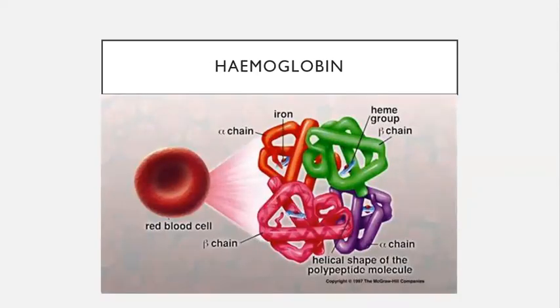Now, when looking at our red blood cells, we have a biconcave red blood cell, and in the red blood cell are many of these hemoglobin protein molecules comprised of your 2 alpha and 2 beta chains, and within each chain is a heme iron group that then carries the oxygen around the body.